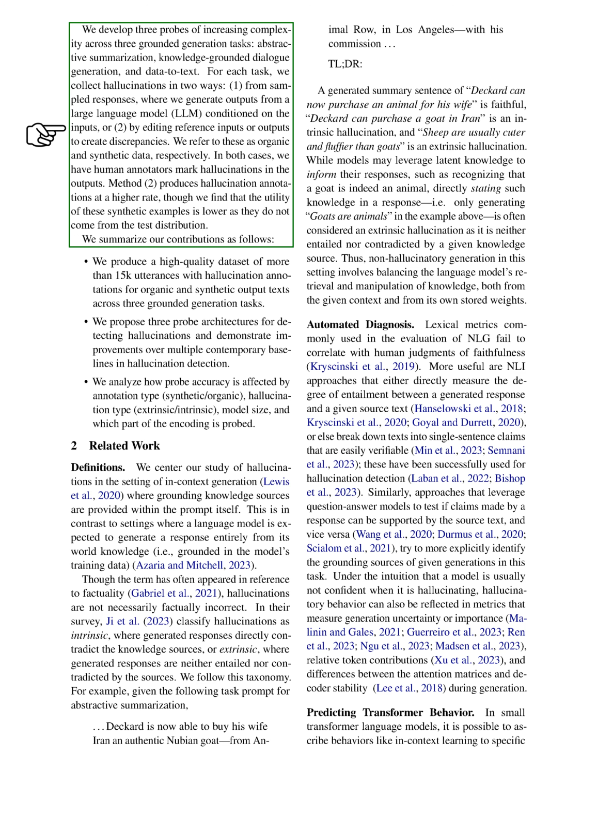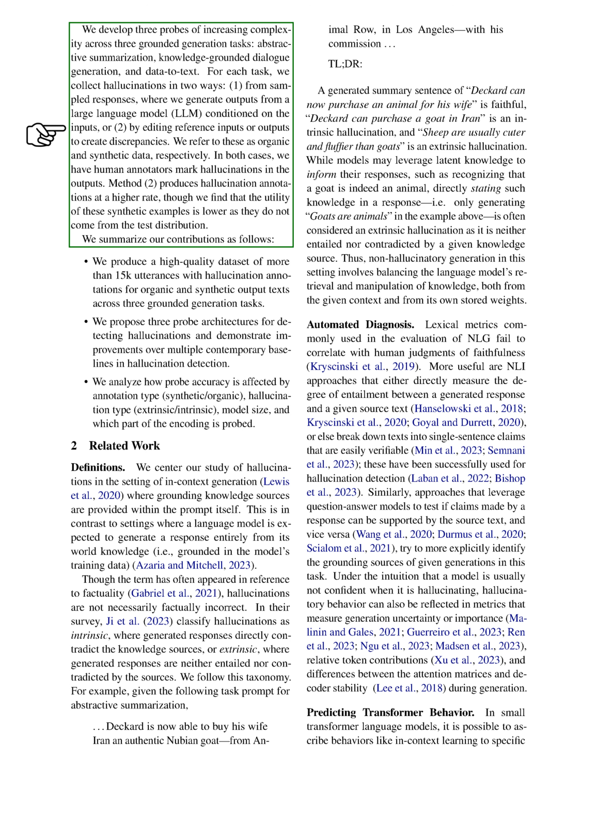We've designed 3 probes of increasing complexity across 3 grounded generation tasks: abstractive summarization, knowledge-grounded dialogue generation, and data-to-text. For each task, we gather hallucinations in 2 ways. 1. From sampled responses, where we generate outputs from a large language model, LLM, based on the inputs, or 2. By editing reference inputs or outputs to create discrepancies. We refer to these as organic and synthetic data, respectively.